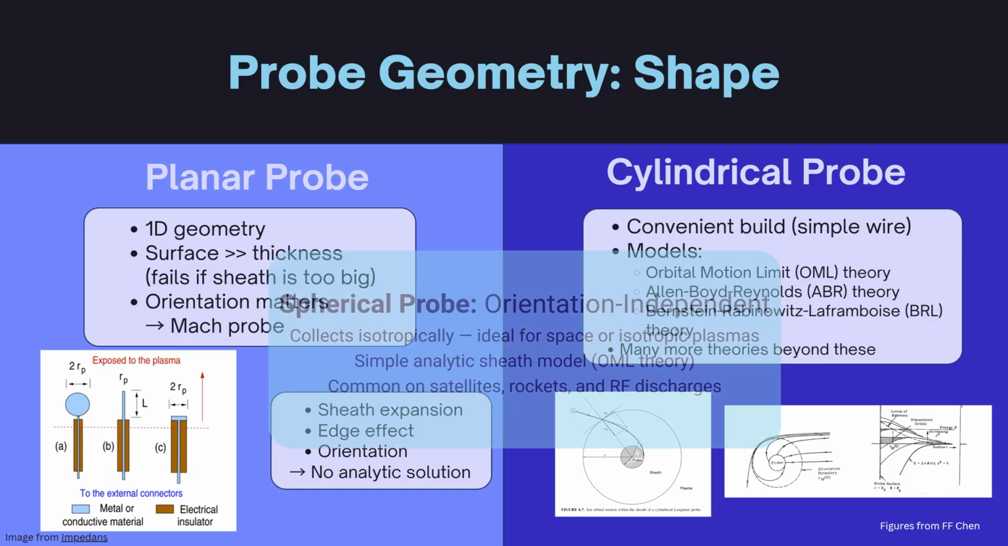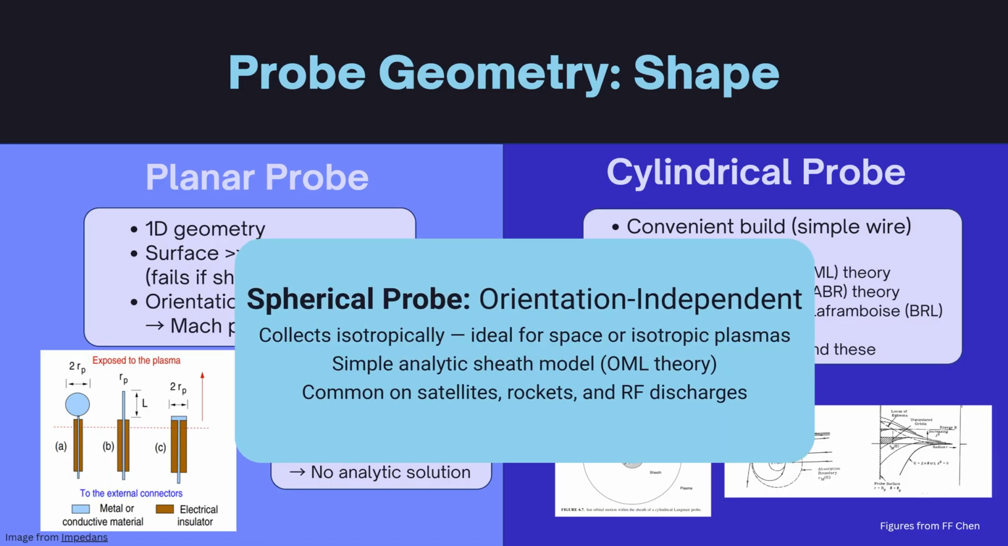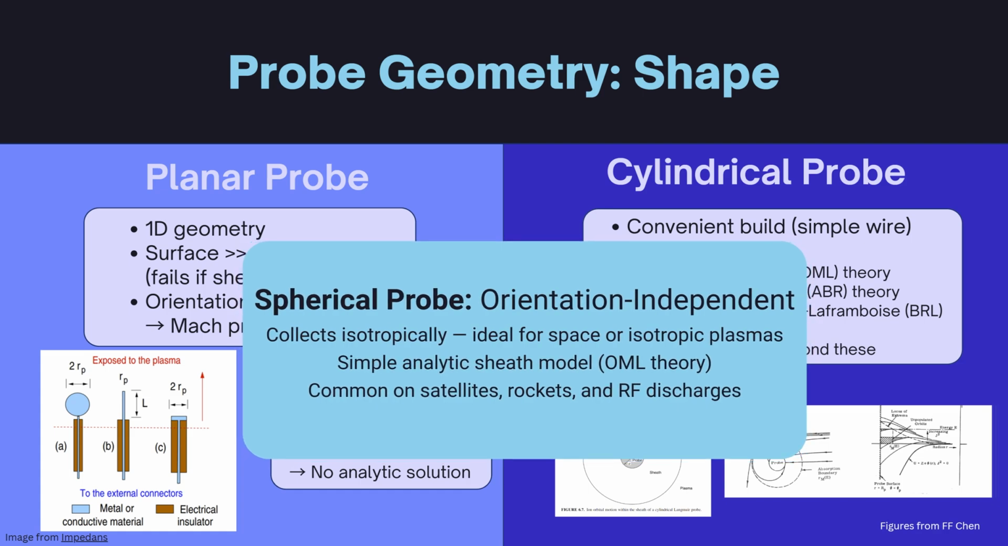Finally, there are spherical probes. They are orientation independent, collecting current uniformly from all directions. This makes them ideal for space applications, where a satellite or spacecraft may rotate freely relative to the plasma flow. This simplifies the interpretation of current voltage data. Most of the sheath theories developed for cylindrical probes are also solved for spherical probes.